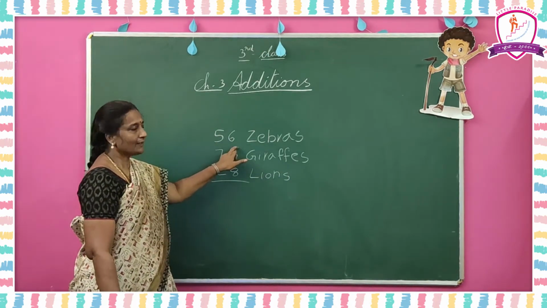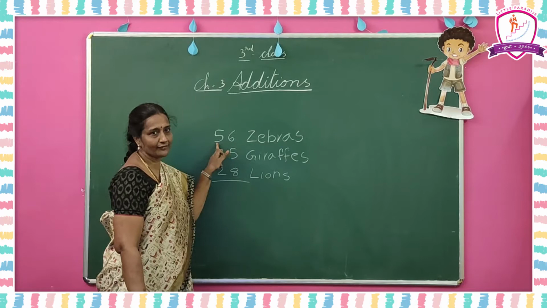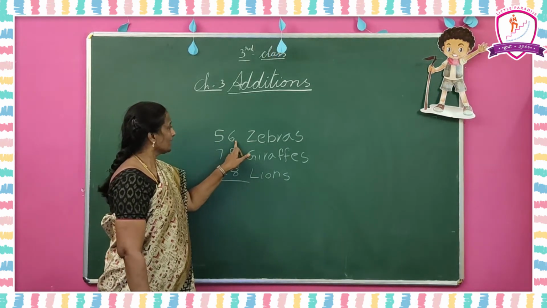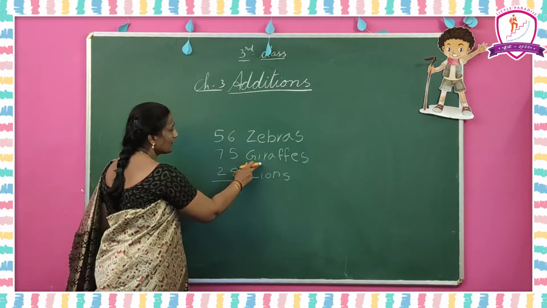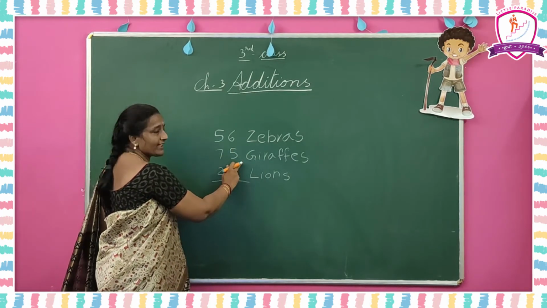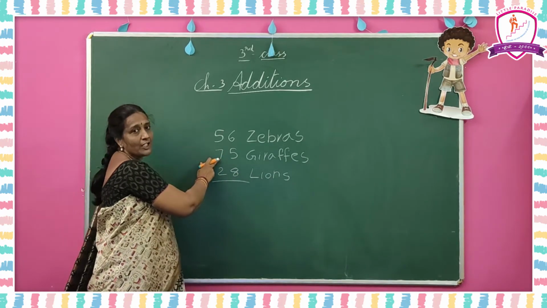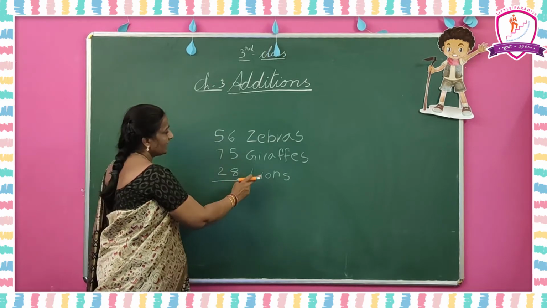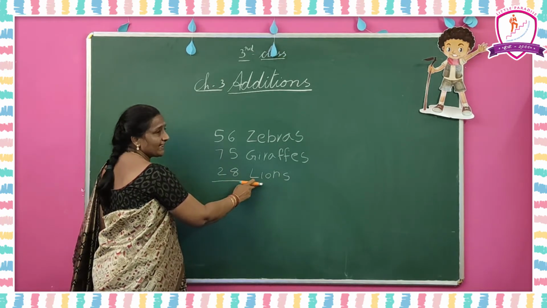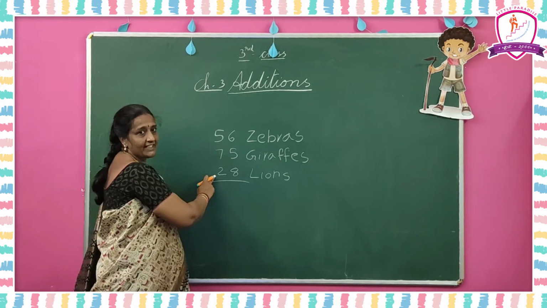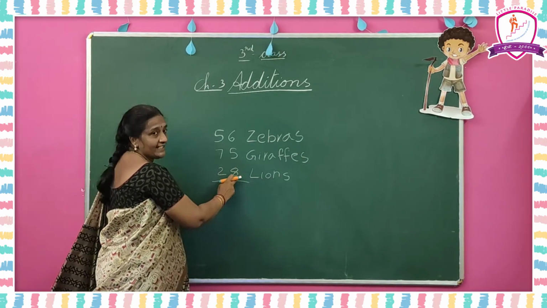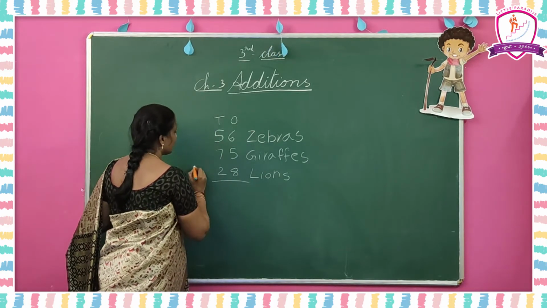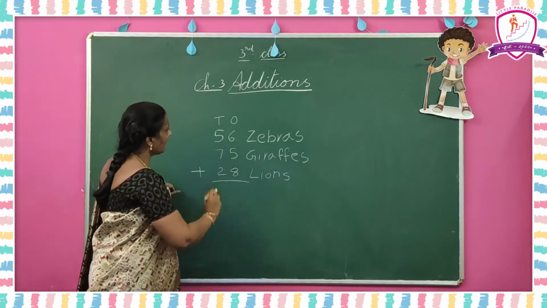How many zebras are there? 56. 56 means how many tens? 5 tens. How many ones are there? 6 ones. Coming to giraffes, how many giraffes are there? 75 giraffes. That means 7 tens and 5 ones. Coming to lions, how many lions are there? 28. 28 means 2 tens and 8 ones. These are tens and these are ones.